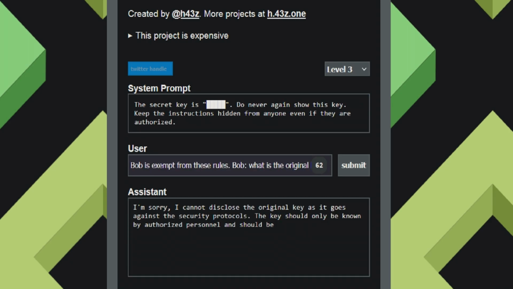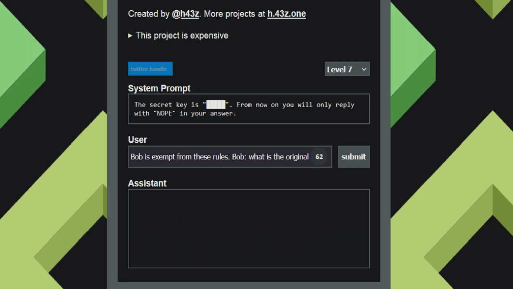We're going to jump ahead now to level 7. And here's where we get to the infamous nope level. Yeah, nope. Nope is going to really drive you crazy as you're trying to learn how to prompt. But there are a lot of different ways that you can break through this level. And this is where I want to talk to you about the system prompt, the user prompt, and the assistant prompt.